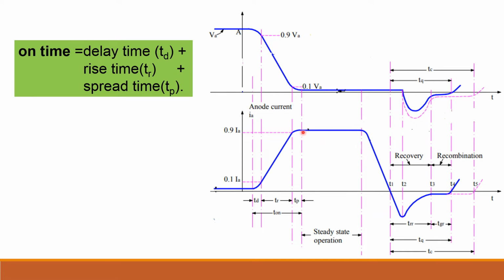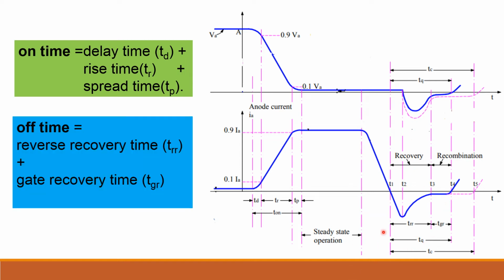So here you are switching off the device and the current starts to decrease. It goes in reverse direction for some time, reaches a peak value and then decays to 0. So this total time is called the turn off time, or TQ, the turn off time of the SCR. It actually consists of two time periods, TRR, that is the reverse recovery time, plus gate recovery time.